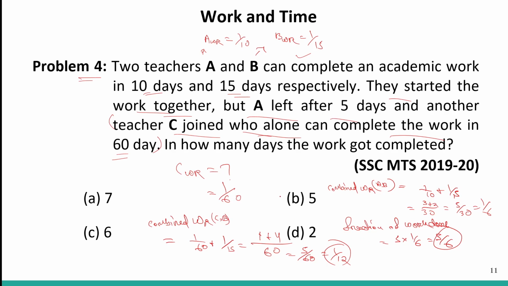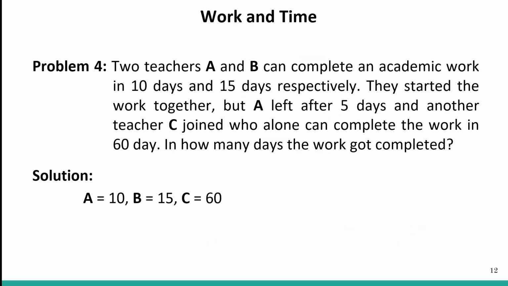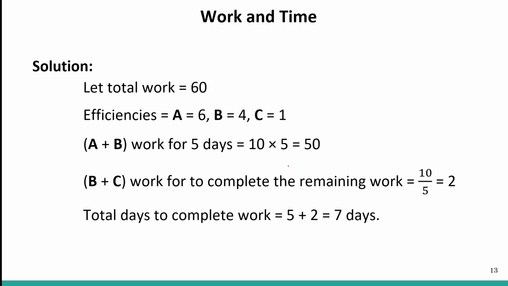So how much time will they take to complete 1 by 6 of the work, with the combined work rate as 1 by 12? So it is given by this formula, right? So it will be 12 by 6. Okay, so this much amount of time they will take. Okay, so A is equal to 10, B is equal to 15, C is equal to 60. Okay, so efficiency of A is equal to 6, B is equal to 4, C is equal to 1.